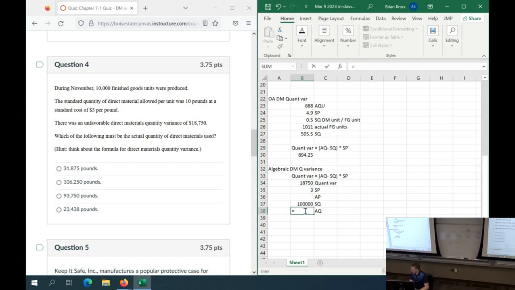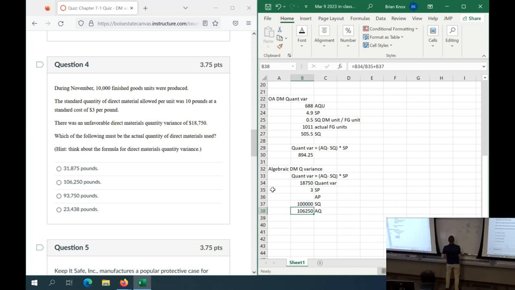So what I can do is I can say I want to divide both sides by the standard price to get that out of there, to cancel that out. So I want to take this 18,750 divided by 3. All right, now we have canceled out the standard price, and I want to add in the standard quantity because that'll get rid of it over here. And then what I'll have is a number over here equals actual quantity. That should be the right answer there.